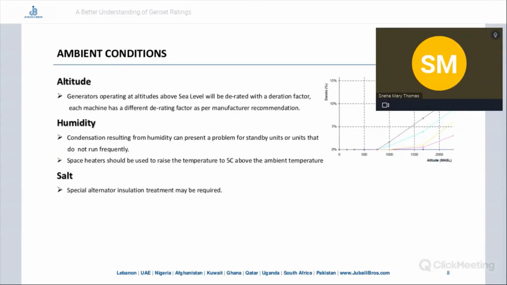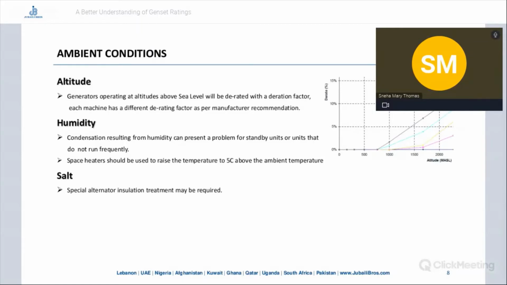In case you want to know the derating for a particular engine or alternator, you have to contact the manufacturer so that they will provide you the data, the derating curves, and from there you can know what your derating is at the required site conditions.